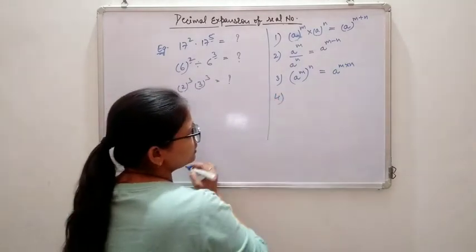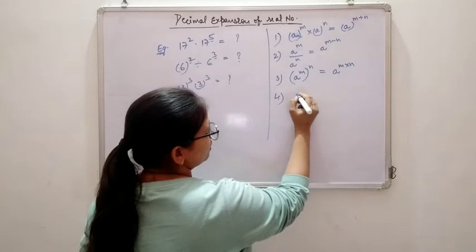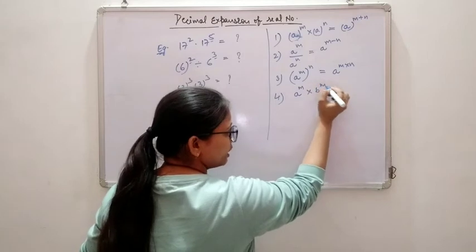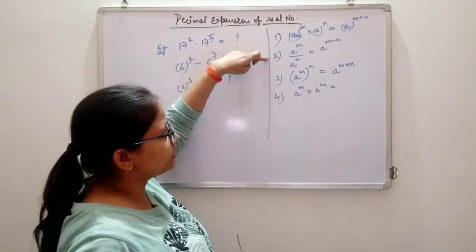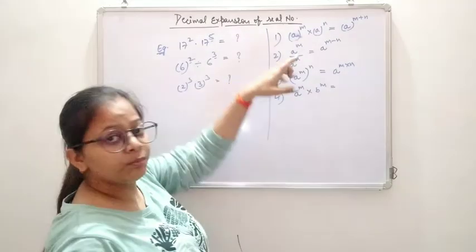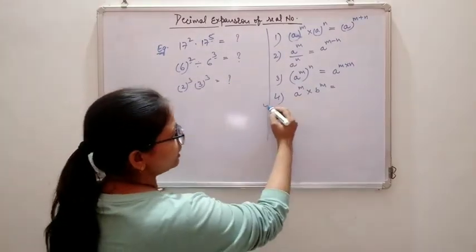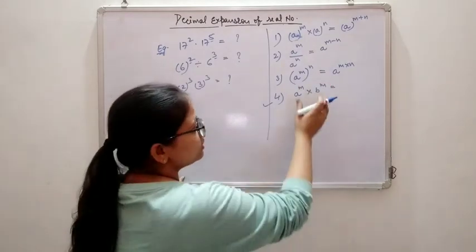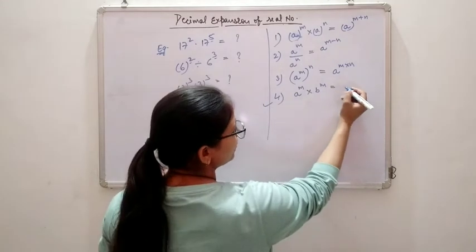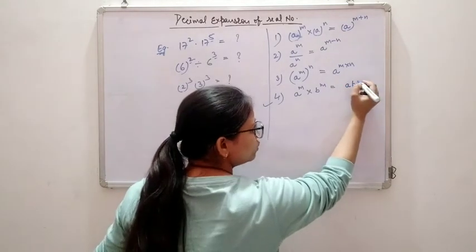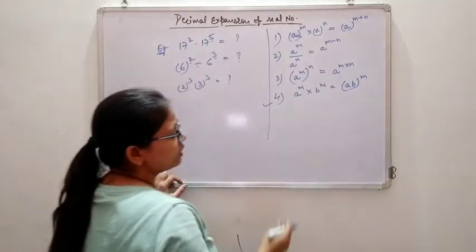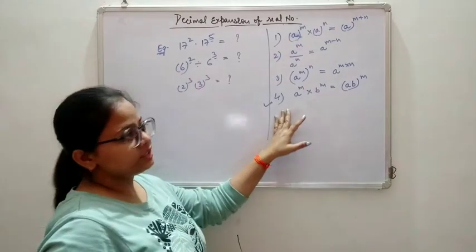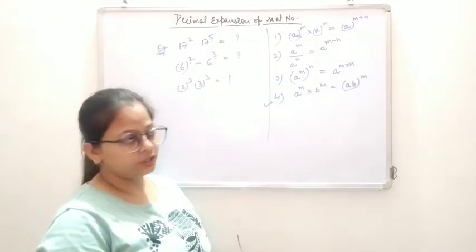So the fourth identity is a to the power m and b to the power m. So in these three identities, there are same base and the powers are different, right? But in the fourth identity, there is different base and same power. So in this case, we will do it like a multiplied by b, the whole power is m. We take the power as once and multiply these bases, right? So these identities will help you to solve questions related to it.